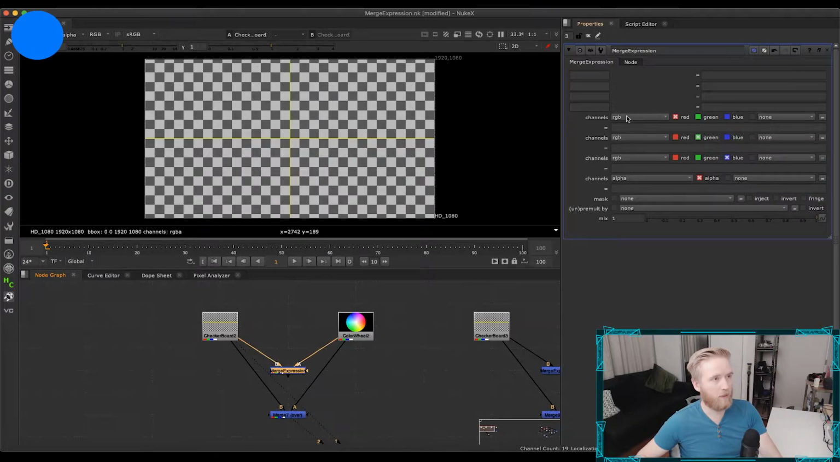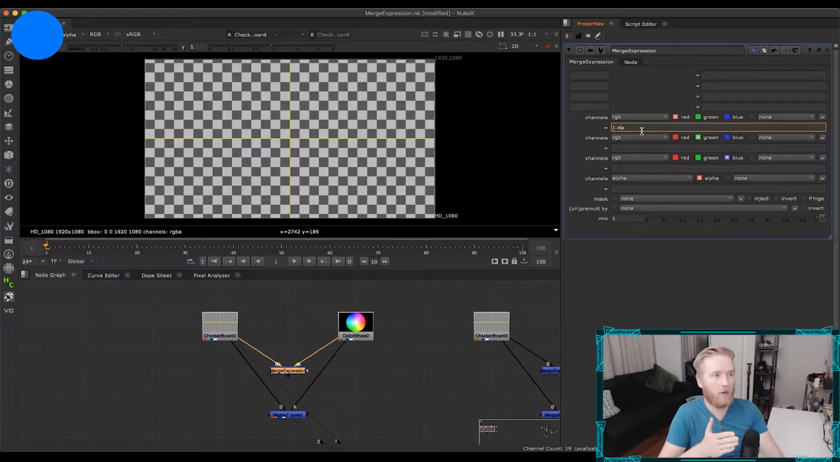So what we're going to do is one channel at a time. We're going to do the red channel, green and blue separate. Starting with the red, we are going to do 1 minus A. And in this node, to tell it which alpha channel to include, we've got to put a capital in there.